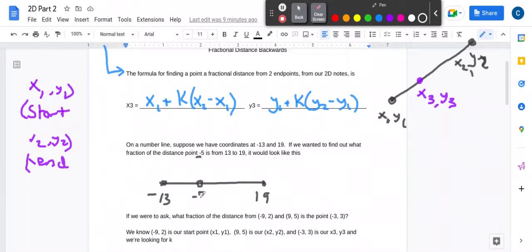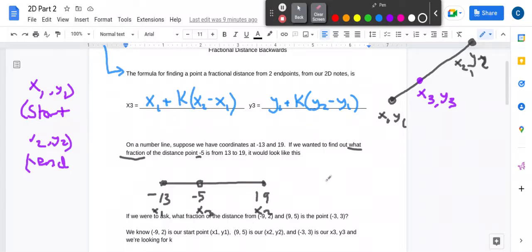Okay. So we only have one dimension. So this is kind of our x1. The 19 is our x2. The negative 5 is our x3. And we're looking for k. We don't know what our k is here. Okay, so we're actually trying to find what fraction. So what fraction is going to tell us that we're going to look for k. So we should have x1, x2, and x3.